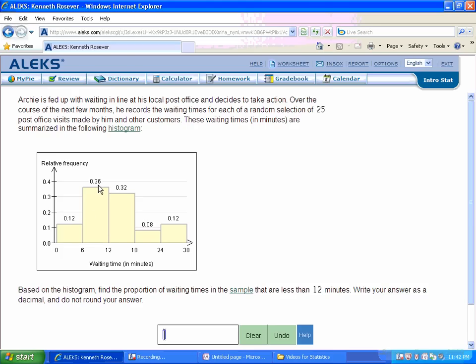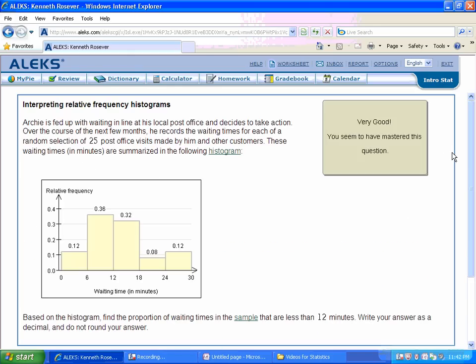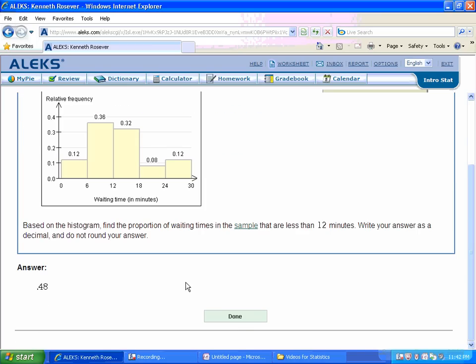Proportion is going to be written as a percent or as a decimal, and I just add these two up. 0.36, 0.12 is 0.48, so I type in 0.48. That's exactly 12 people. You know, it's a little less than half, but they didn't ask that. They asked what proportion. So I put 0.48, and we see that it says, very good, you seem to have mastered this question. If I want more practice, I could go to the review tab, but I think you get it, and I certainly do, so we're going to move on.